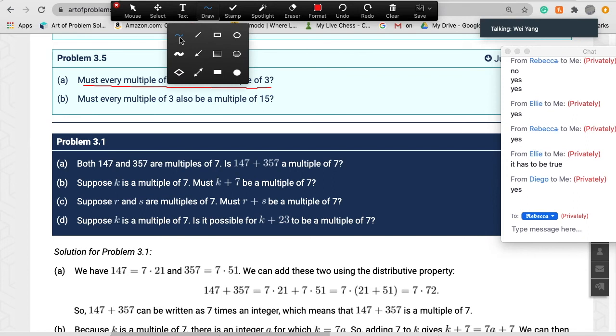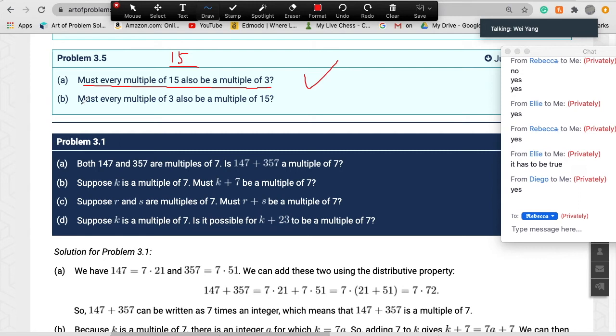So if you feel it's hard to understand this sentence, you can first set a multiple of 15. That's like 30 or 15. Right? 15 is a multiple of 15. Then is 15 also a multiple of 3? Yes, that's right. So that means this one's right.